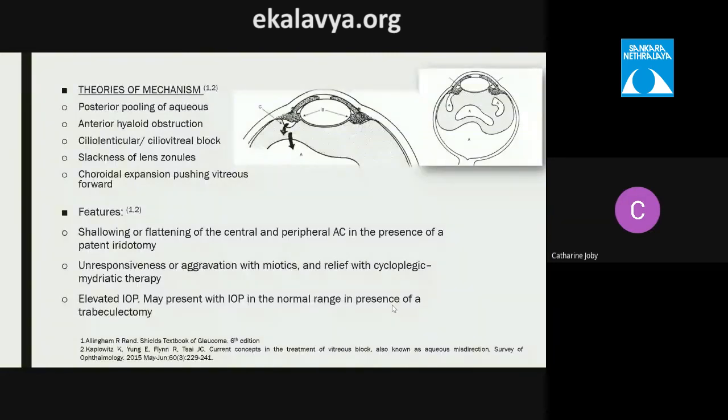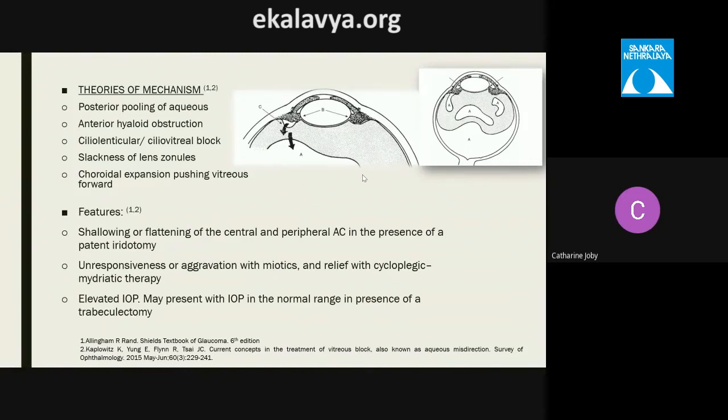Coming to the mechanism, the exact mechanism of aqueous misdirection is still unclear. Various theories are proposed. Posterior pooling of aqueous states that pooling of aqueous humor in the vitreous cavity causes forward displacement of the lens iris or lens vitreous diaphragm. Cilio-lenticular or cilio-vitreal block: as we can see in the second image, tips of the ciliary processes rotate forward and press against the lens equator in phakic and against the anterior hyaloid in aphakic patients, which causes obstruction to forward flow of aqueous, leading to posterior pooling of aqueous. Anterior hyaloid may contribute to cilio-lenticular block, and a break in the anterior hyaloid near the vitreous space acts as a one-way valve, allowing only posterior flow of aqueous.